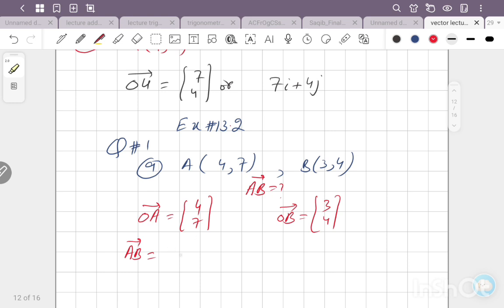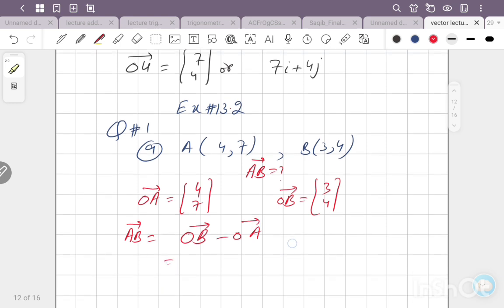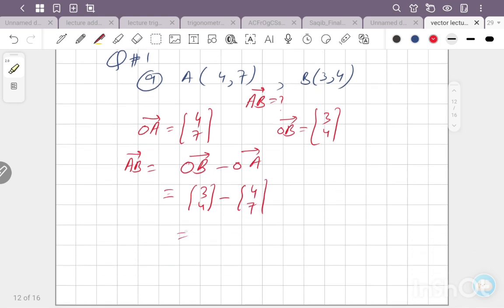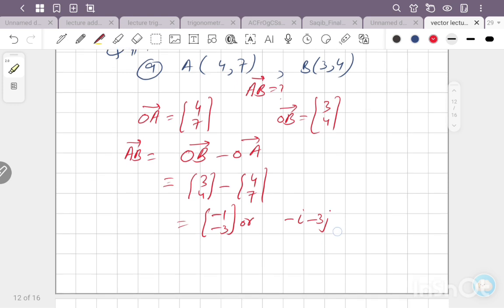And the AB vector we have to find. So very simple, we have to write OB minus OA. And what is OB? OB is (3, 4), minus OA is (4, 7). So the answer will be (minus 1, minus 3), or we can write it minus i minus 3j. This is our position vector.